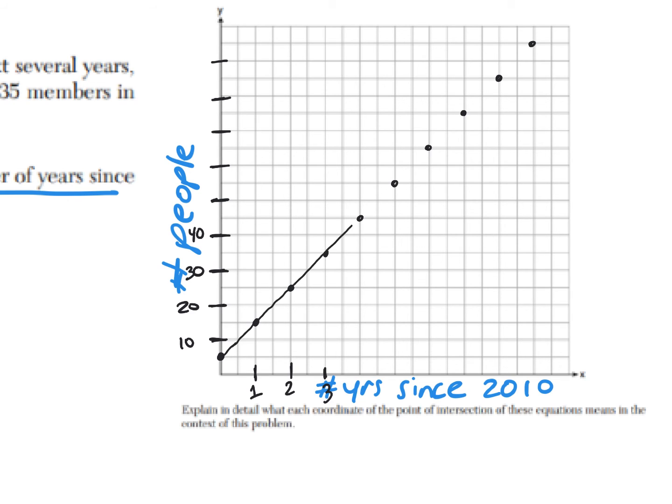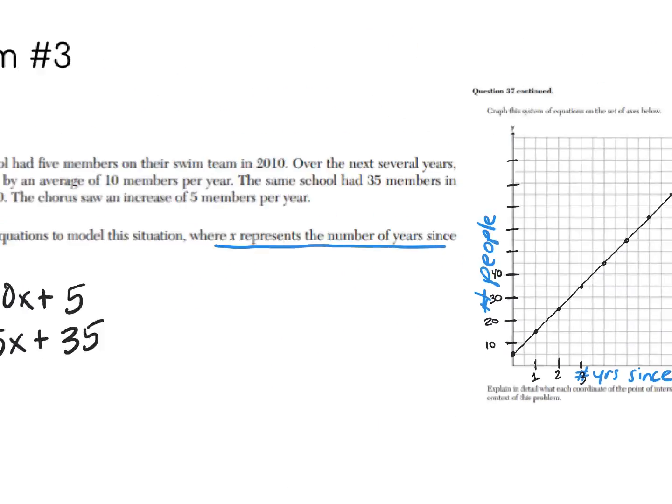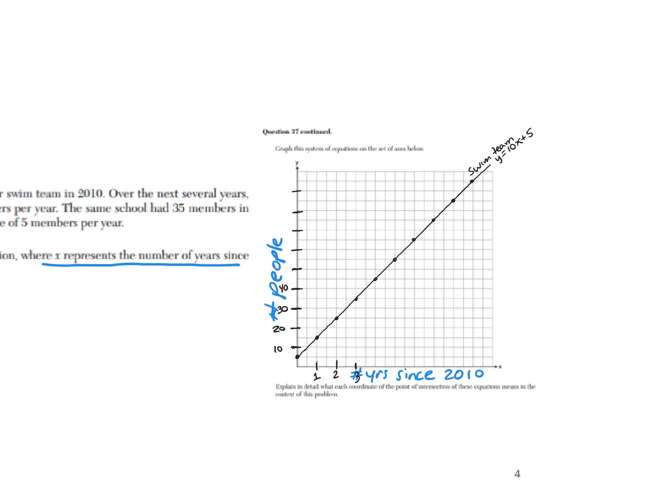Don't forget to label your line. And I'm going to call this the swim team. So it's clear, you could also say y equals 10x plus 5. And then for chorus, it's the 5x plus 35. So I'll start up here at 35. And I'm going to go over 1, up 5. So it's not quite as steep a slope. I can see they intersect right there.